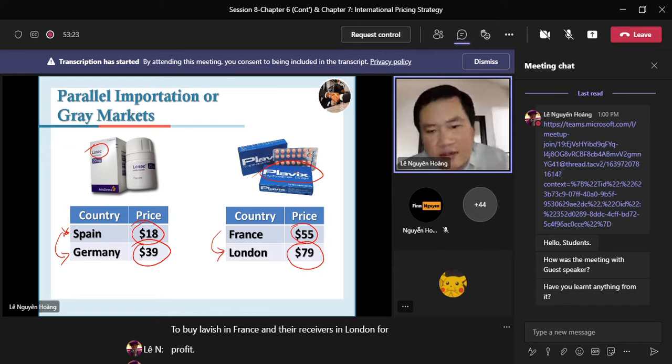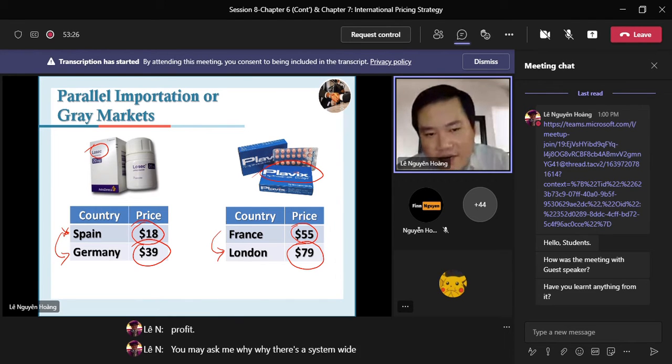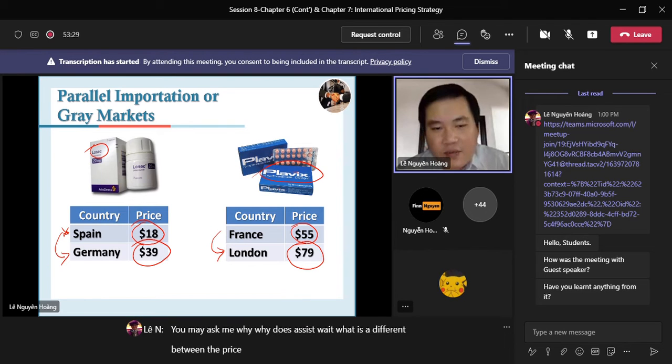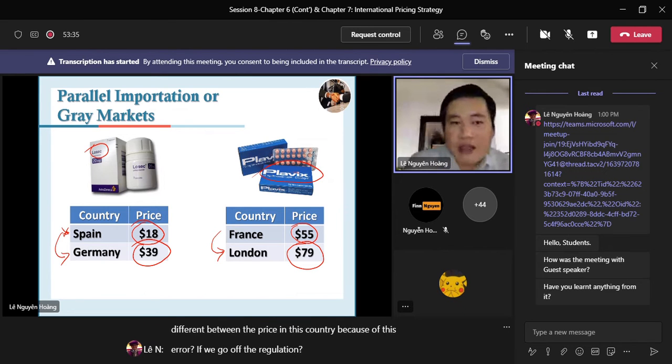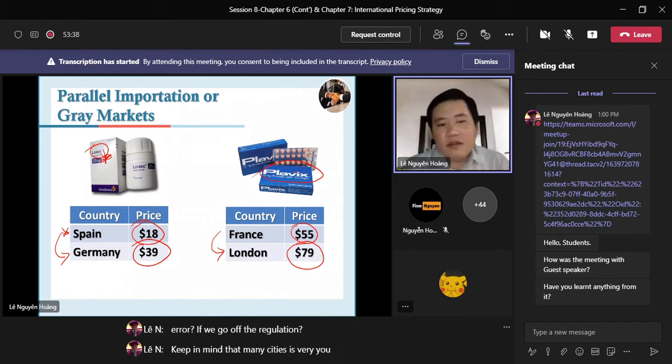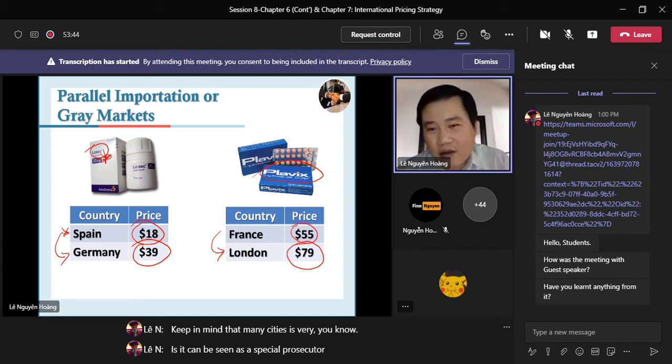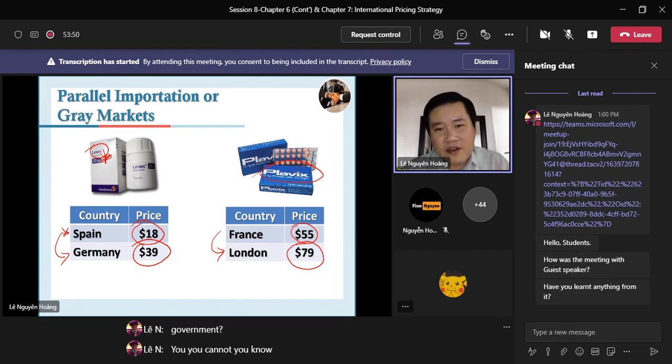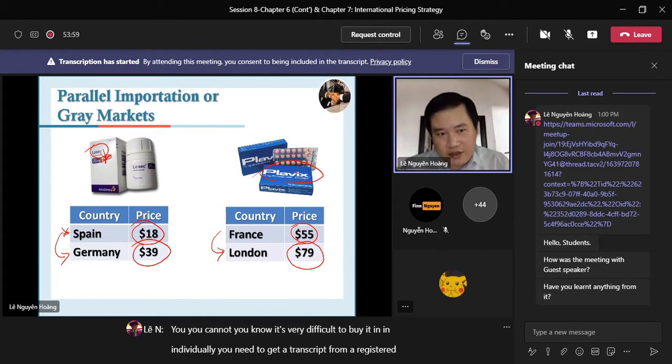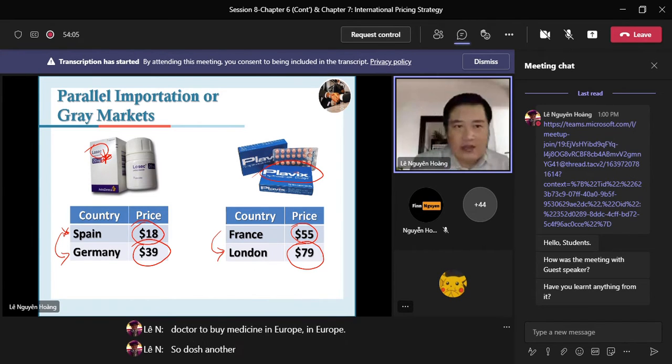You may ask me why there is a difference in price between these countries. It's because of the tariff and because of the regulation. Keep in mind that medicine can be seen as a special product category controlled by the government. It's very difficult to buy it individually. You need a prescription from a registered doctor to buy medicine in Europe. So that's another reason leading to the gray market.